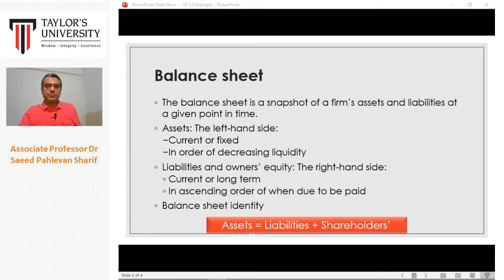Another one, accounts receivable, meaning money owed to the firm by its customers. You already sold something and you need to collect the money from the customers, and it's called accounts receivable. This is also a current asset because usually we expect to receive it from the customers in less than 1 year.